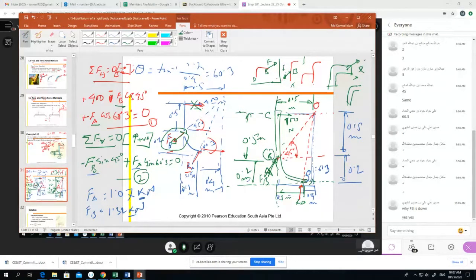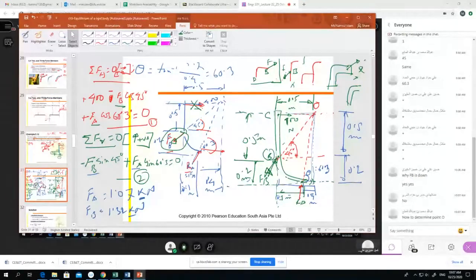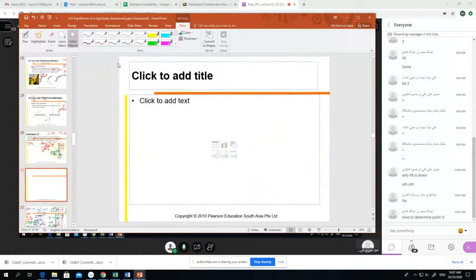If you don't have any question, I want to move forward. How to determine point O? I show you again the way I have determined. Look at me, right? One force is 400, and another force is like this, and another force is like this. Imagine you draw them, and they will coincide somewhere. There is no other way.